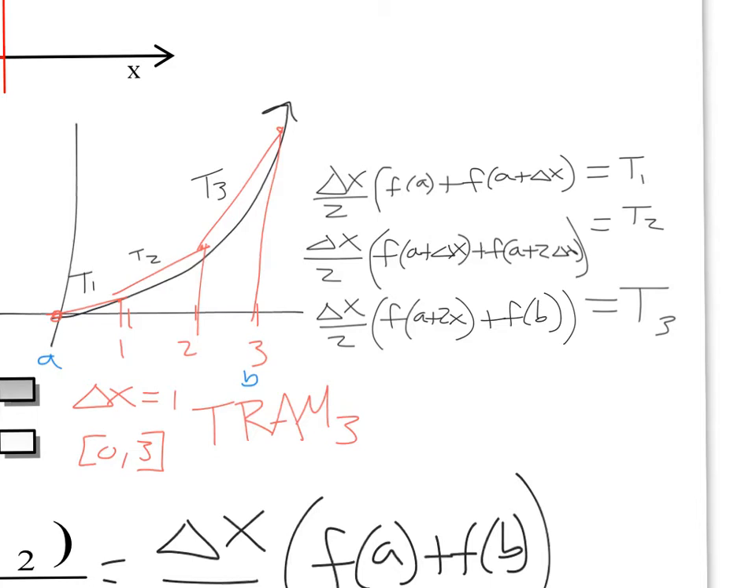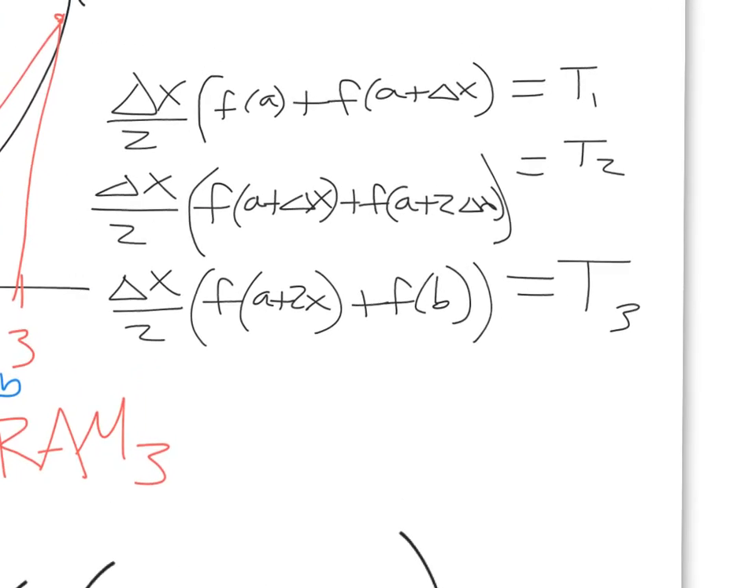Okay, and obviously our sum of these trapezoids is going to be adding all three of these things together. Well, this is what I want you to see here. Notice they all have the same number out front. So for the T3 here, the sum of all these, we're going to have a delta x divided by 2 out in front.